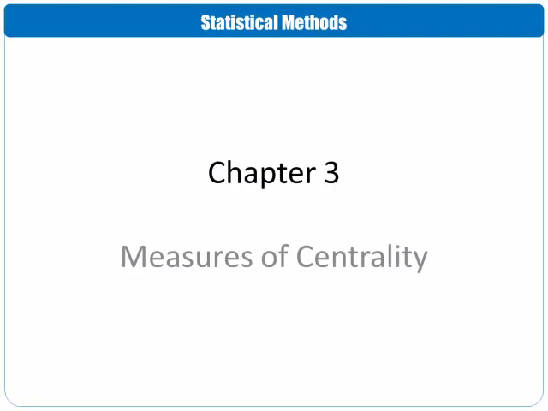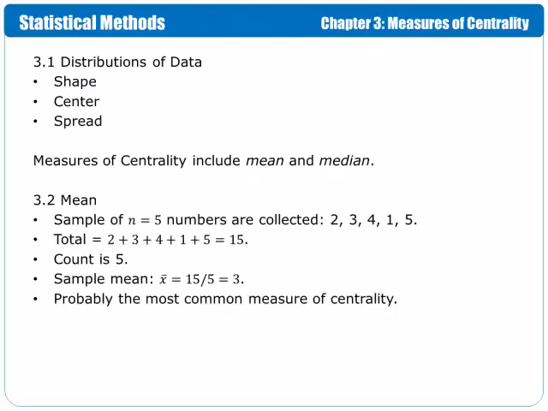Chapter 3, Measures of Centrality. Okay, first we want to look at distributions of data, and we will consider distributions a little bit more in other chapters, but in this chapter we want to look at essentially defining what distributions of data are going to include. And so a distribution of data will include information about its shape, center, and spread. And this chapter being measures of centrality, obviously we're going to focus on the measures of center.